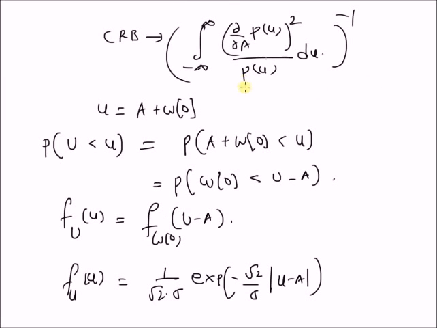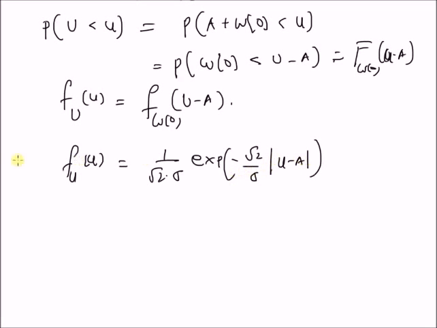Note that this P of u is the probability density function, and this P of u is the probability distribution function or the probability function. And this can also be written as F w of 0 of u minus A, where this F w naught of u minus A is the CDF at u minus A. So this is equal to P of u. This is the PDF, and this is the probability.